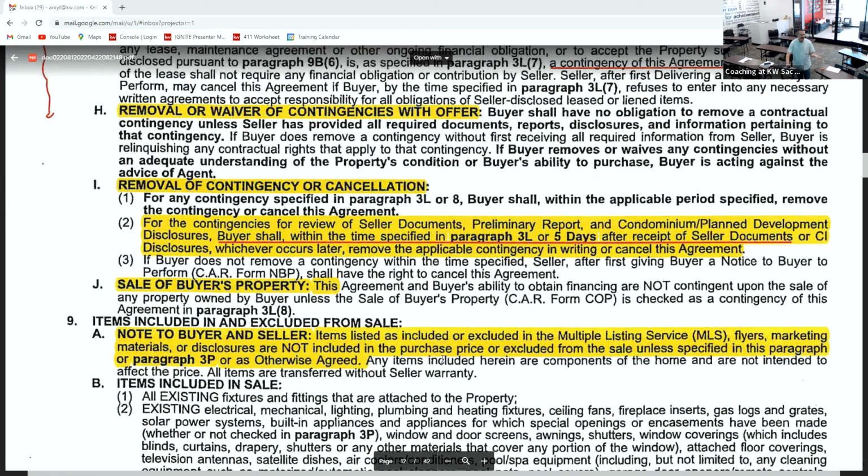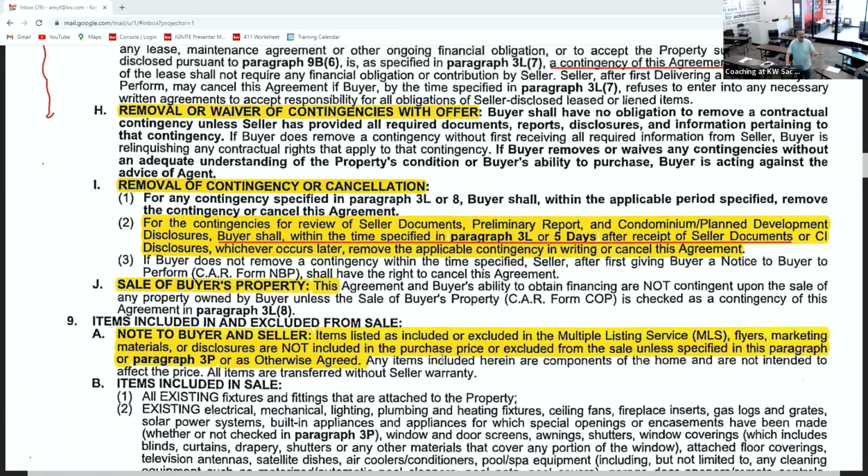Even if your client has submitted a request for repairs to the seller and you're waiting on a response, the seller can still demand that you remove the contingency. The request for repairs is an entirely separate issue and it's irrelevant.